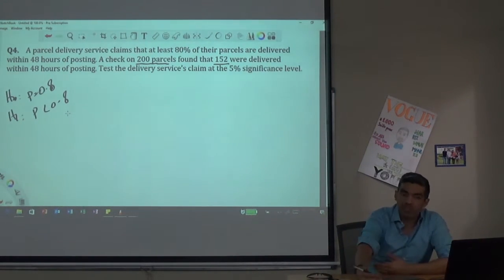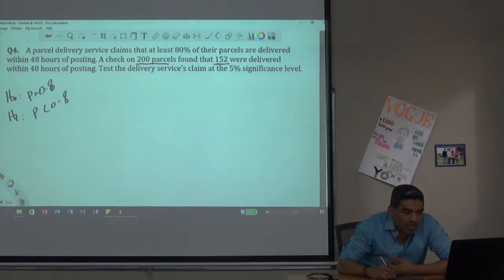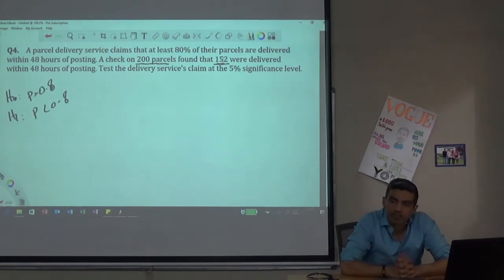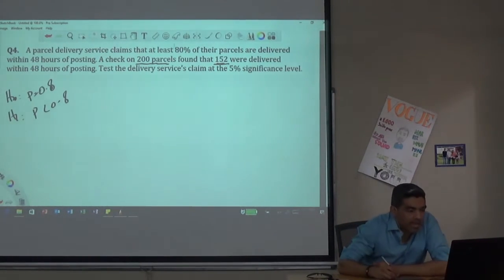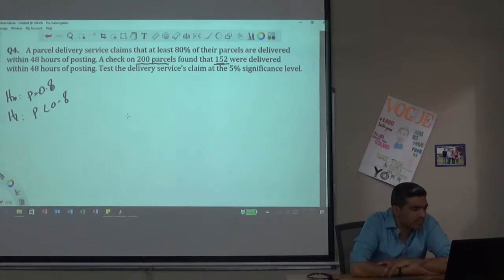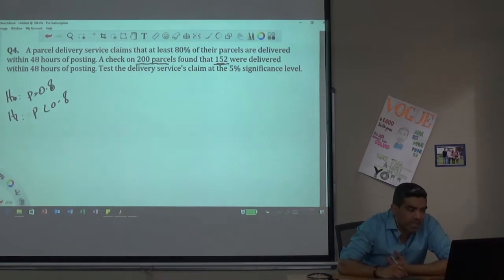If it's going to be too much less than the mean, then you will be rejecting H0. So if you are ever confused, you can always look at the value. Wherever you stand, the rejection region is on that side. They say at least 80% of the parcels are delivered on time within 48 hours. Now you try to test that claim. So your null hypothesis is 0.8, you think this is not the case, so you think it must be less than 0.8.